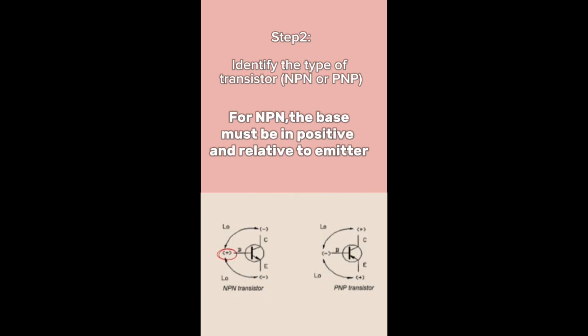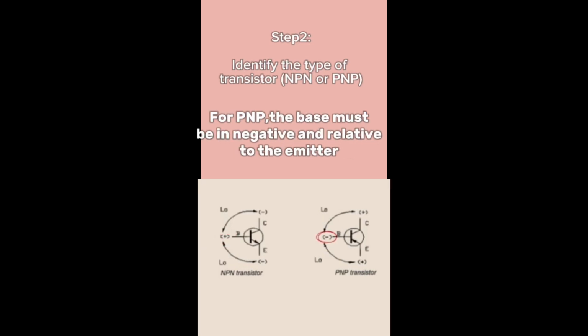Identify the type of transistor, NPN or PNP. For PNP, the base must be negative relative to the emitter.